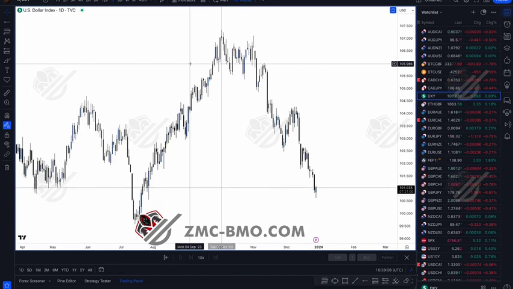Wait for the pullback, get in. Don't go sell, buy, because you are going to increase your probability of losing on the buys, because there's no reason for the markets to go long, if that makes sense.